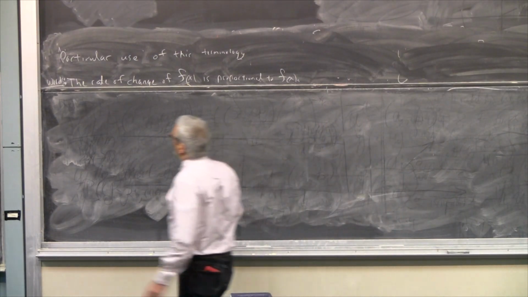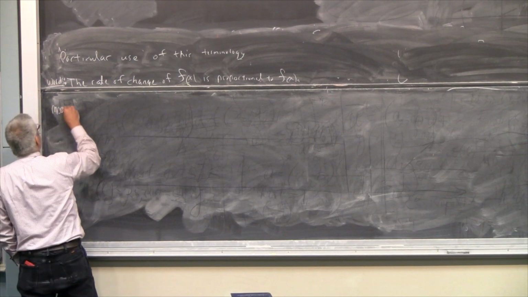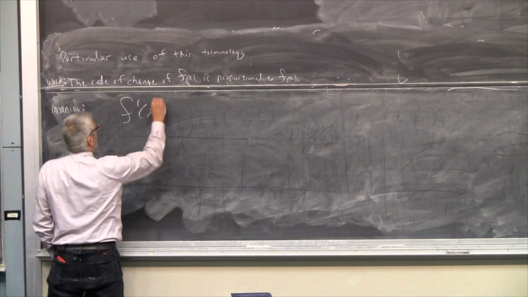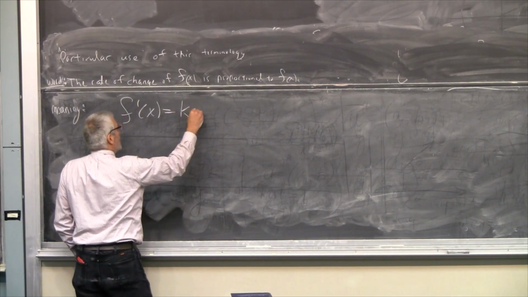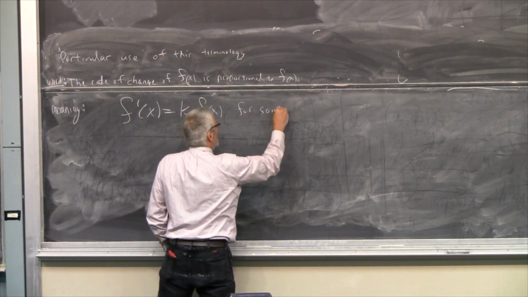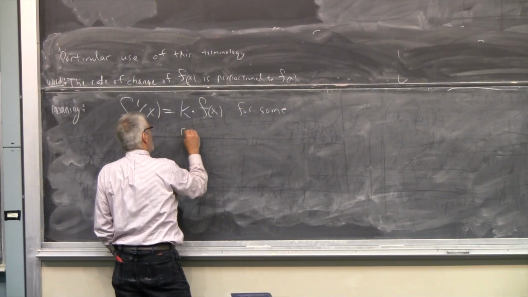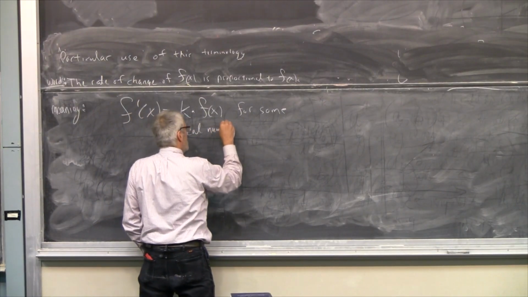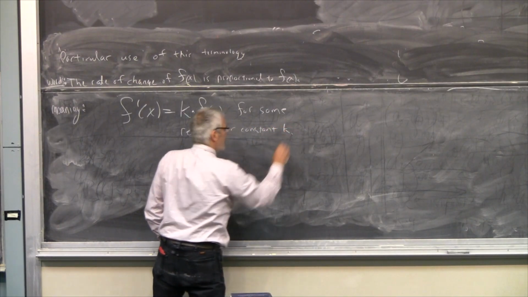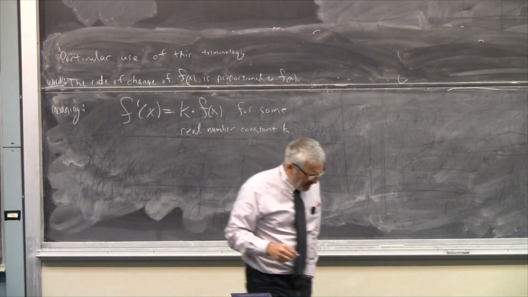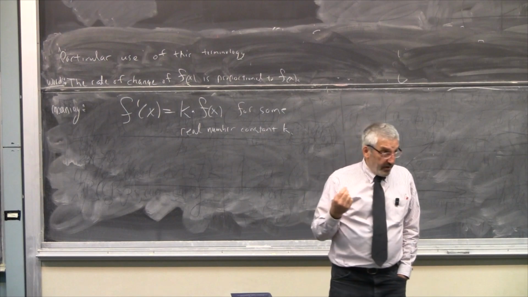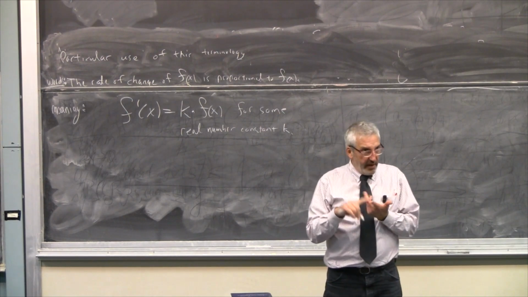Exactly. So f prime of x equals k times f of x for some real number constant k. This is an example of what's called a differential equation. It's an equation that involves a function and its derivatives.